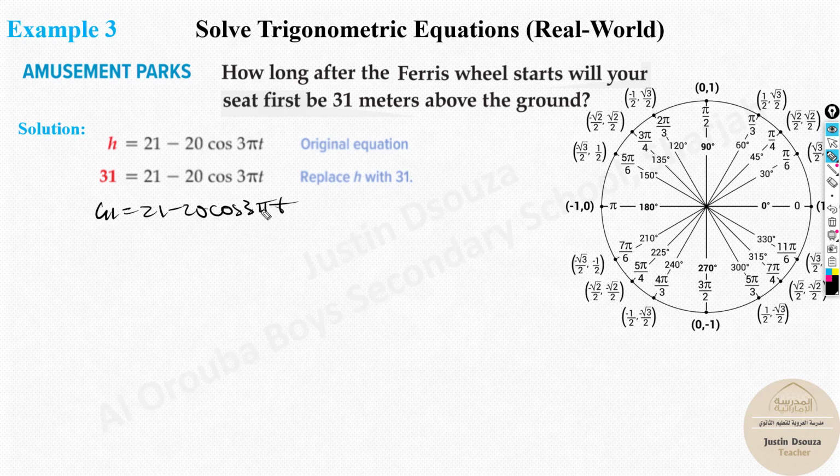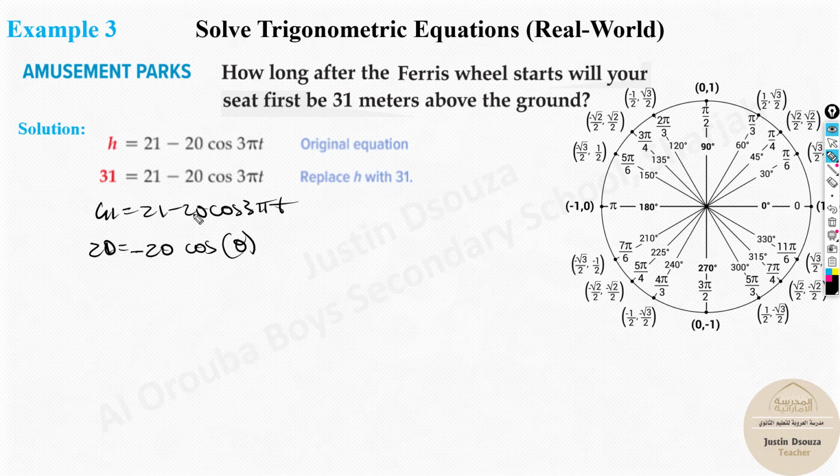How it is done is, first take this 21 to the other side. It will be 41 minus 21, that is 21, equals 20 cos. Instead of 3 pi t, I'll write theta. Then take it to the other side. We divide both sides by 20. I'm sorry, this will be 20. 41 minus 21 is 20. Now we will get 1.